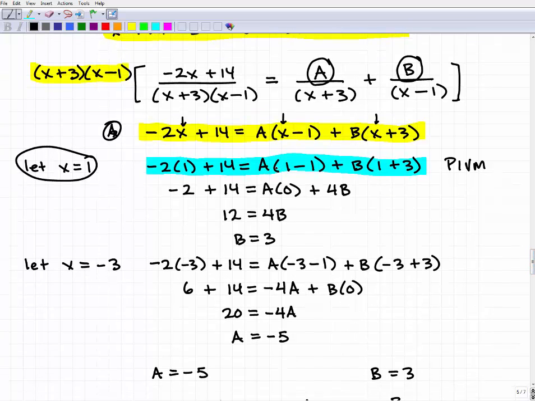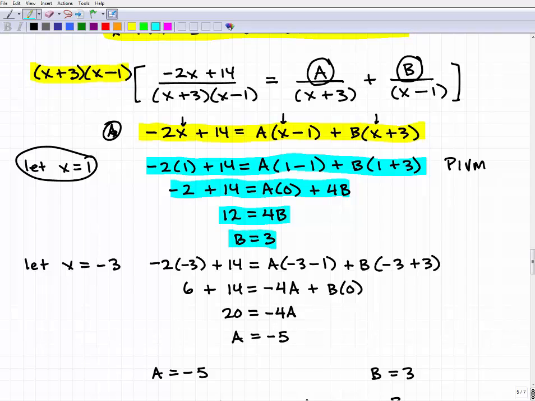So let's focus in a little bit better here. I have a times 1 minus 1, which is a times 0. So a times 0 is 0. That goes away, and that's just going to leave me with this one variable here. So let's work it through. By plugging in 1, I get negative 2 plus 14 equals a times 0, which is 0, plus b times 1 plus 3, which is 4, so I can write that as 4b. When you simplify this down, I get 12 equals 4b, which is a nice equation. And there you go, I have b equals 3.